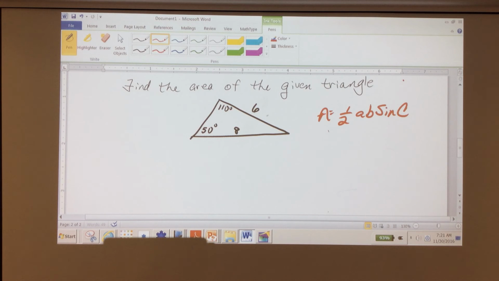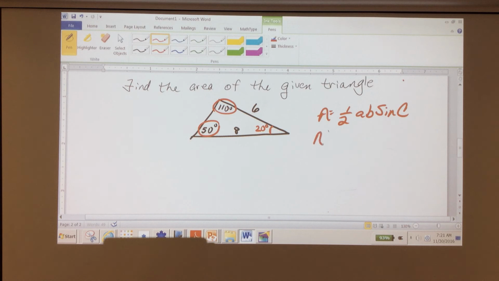So in this case, 6 is over here, 8 is down at the bottom. Now 6 and 8 do not include 110, nor do they include 50. What they include is this angle down here. So that's the angle we need in order to find the area of the triangle. Well, that's not that tough because 110 is this angle, 50 is that angle. That adds up to 160. You know the sum of the angles of a triangle is 180. So this angle has to be 20 degrees.